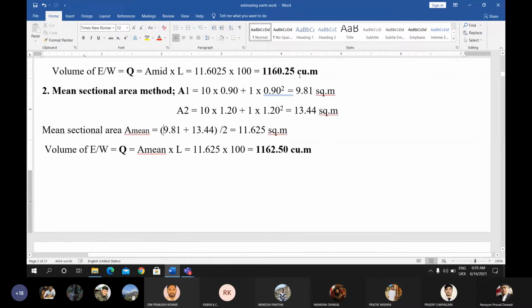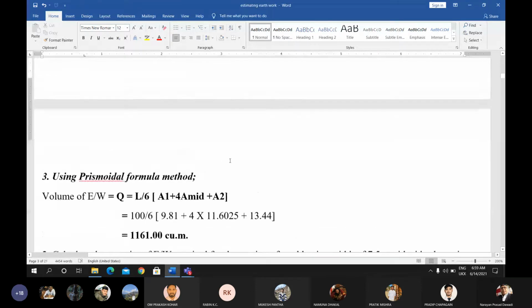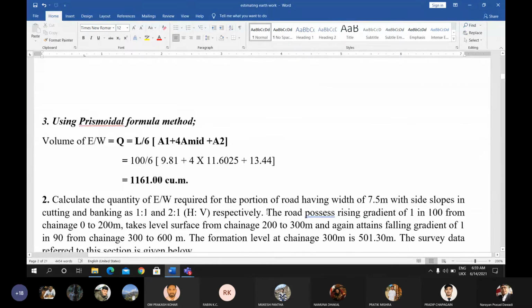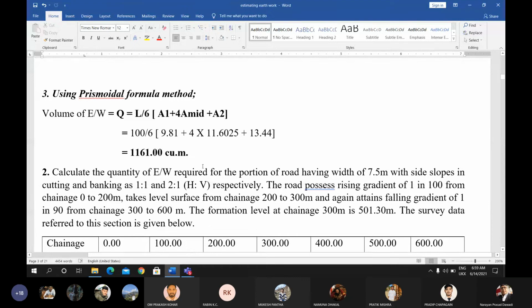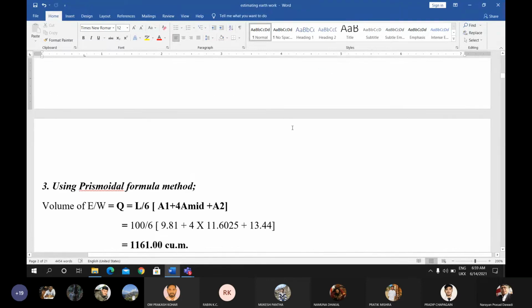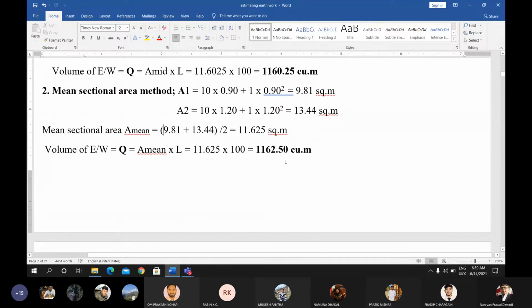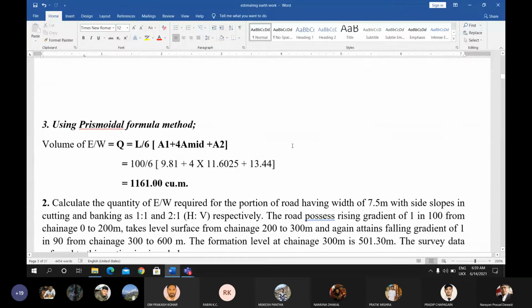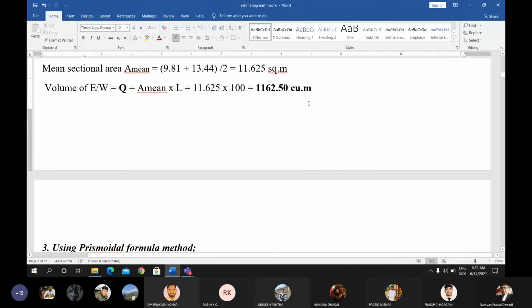Tentatively 1160.25, 1161.00, and 1162.50. All these values are very near. After examination of more than 1100 cubic meter of volume, there is a variation of 2.25 cubic meter. The minimum value and the maximum value differ by 2.25 cubic meter, after examination of the 1160 cubic meter of the ortho.